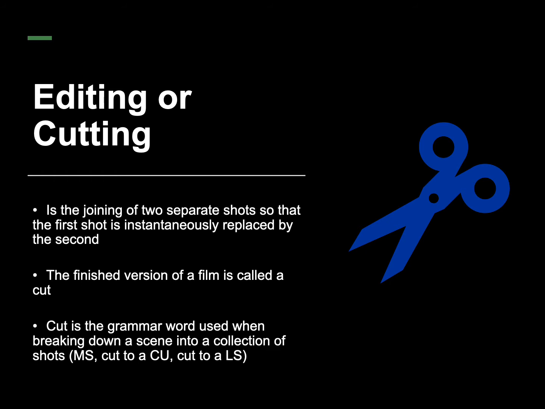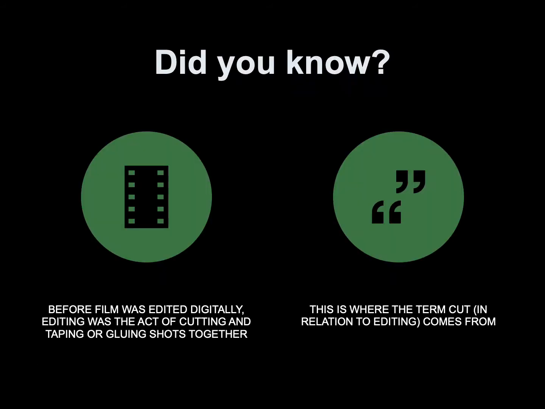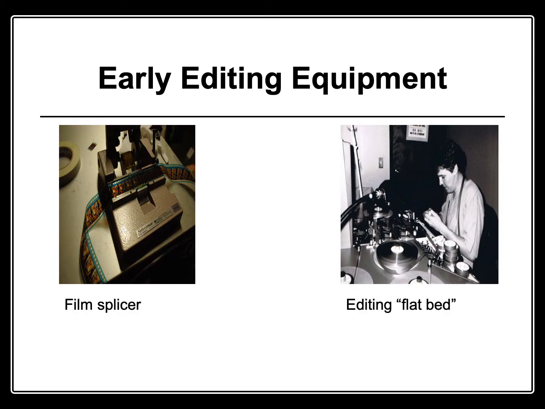Cut is the grammar word used when breaking down a scene into a collection of shots: medium shot, cut to a close-up, cut to a long shot. Did you know before film was edited digitally, editing was the act of cutting and taping or gluing shots together? This is where the term cut comes from. Two examples of early editing equipment: a film splicer and an editing flatbed.